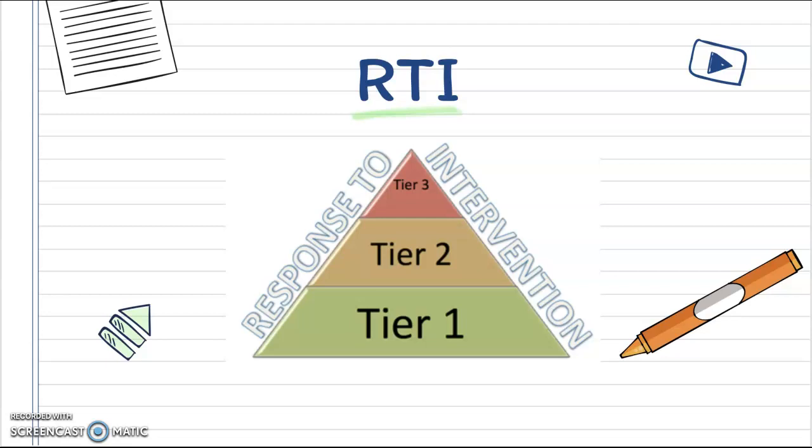And then we move up to tier 2, and that is roughly 15% of the students that you'll meet. They have slightly more interventions, more supports. And then we move to our smallest tier, which is tier 3, the students who need the most support. This is only about 3 to 5% of students, and this is where intense support is needed.